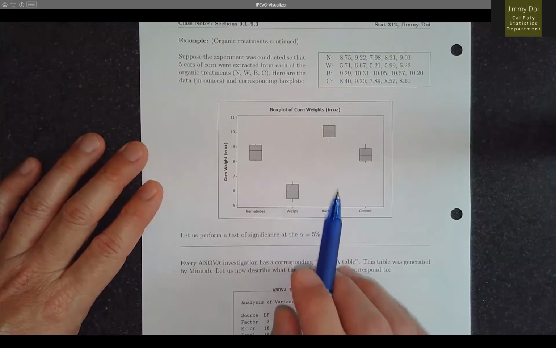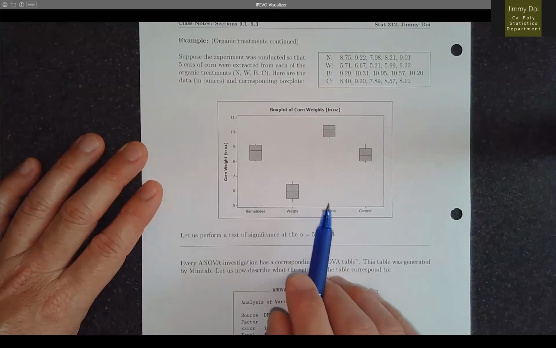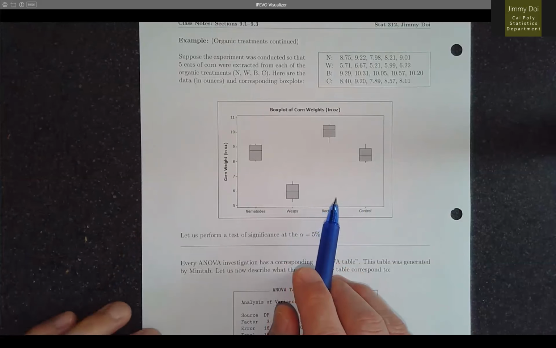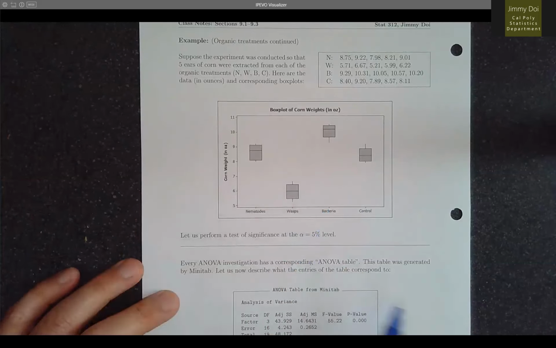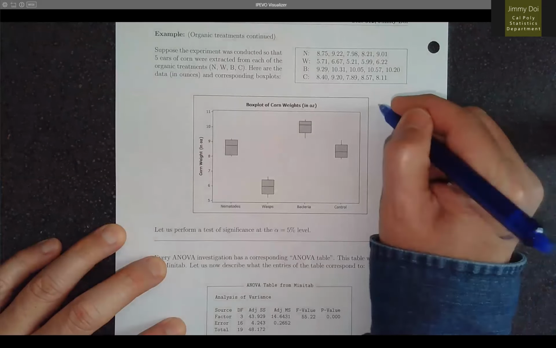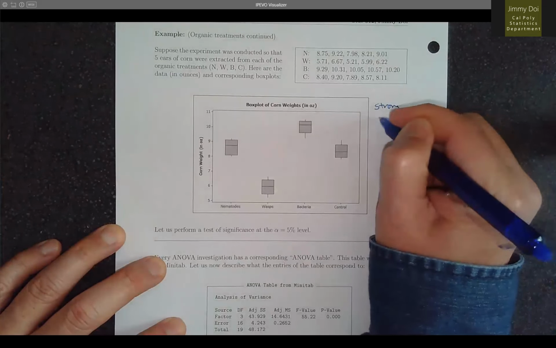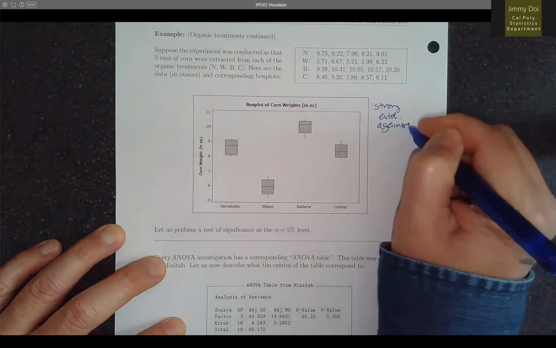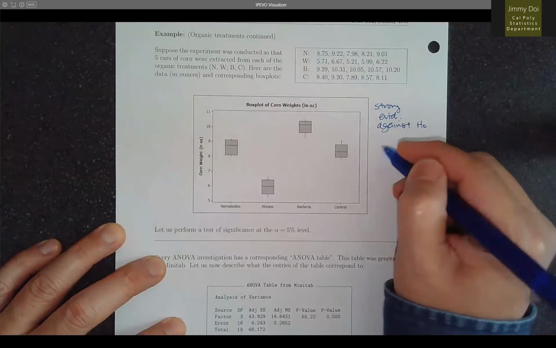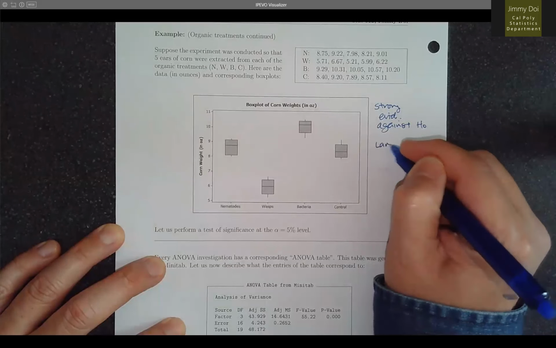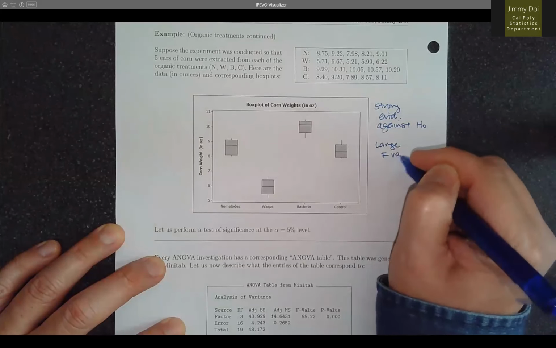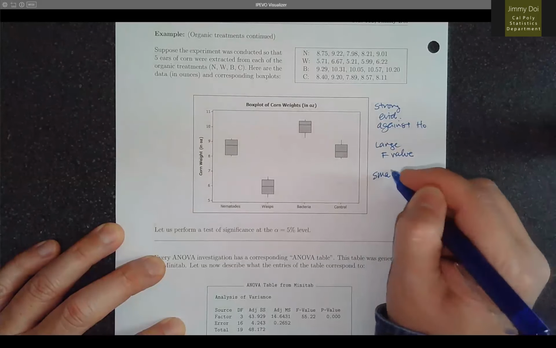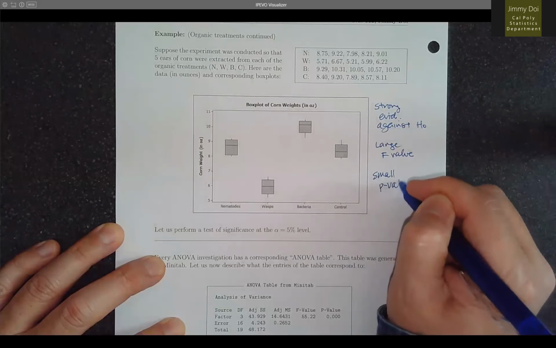Now, how about this? What would you anticipate about the corresponding p-value in this situation? It should be small, correct? So please make that note. In fact, let's write it down over here. So we have strong evidence against the null hypothesis. Seems pretty obvious, isn't it? That means what? We're going to have a large F value, which means what? We're going to have a small p-value. So I hope that all makes sense.